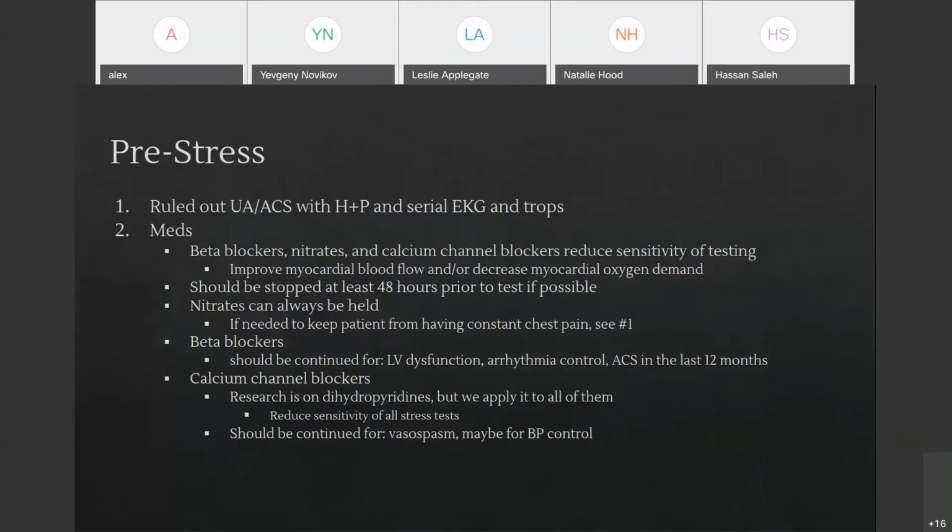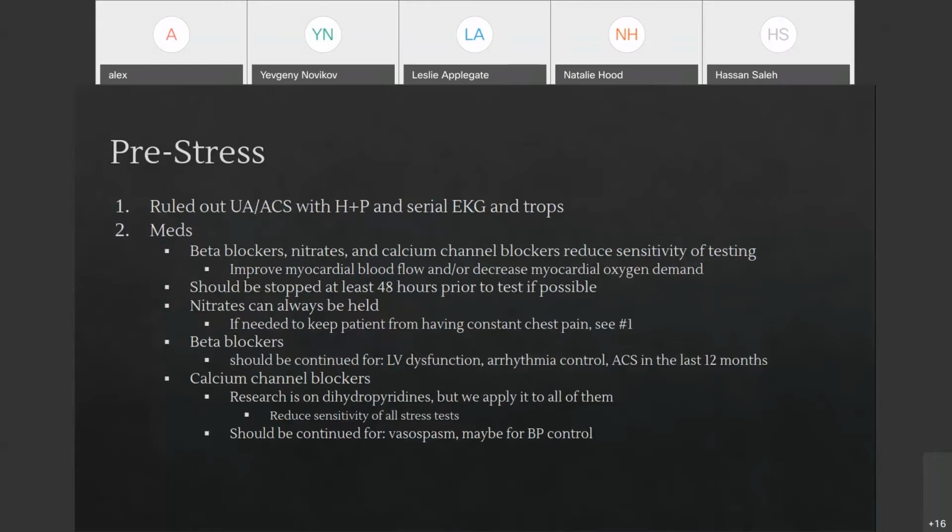Beta blockers should be continued if they're used for arrhythmia control, or if patients have depressed EF and LV dysfunction, or if they've had ACS in the last 12 months. So basically the guideline-based indications for beta blockers.